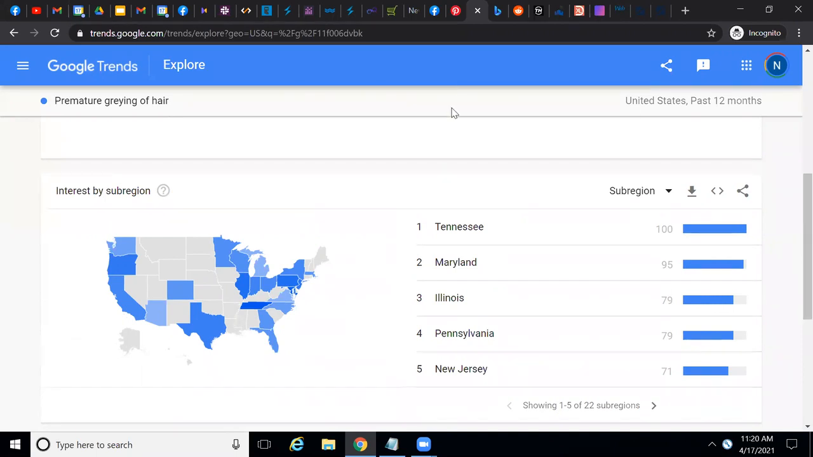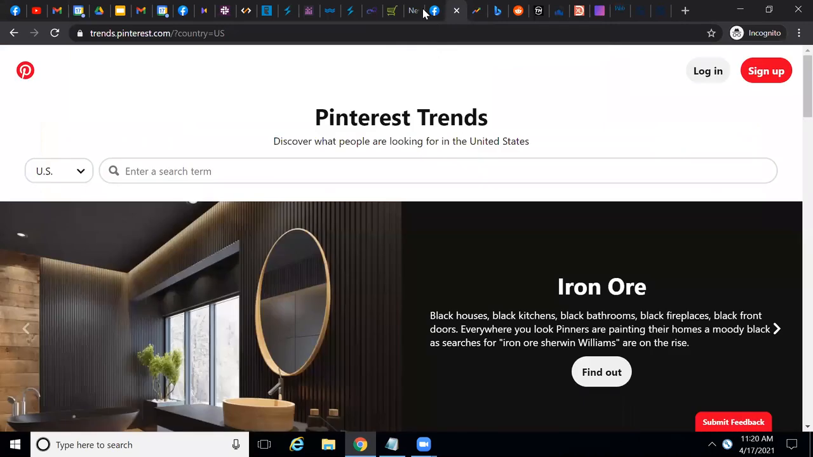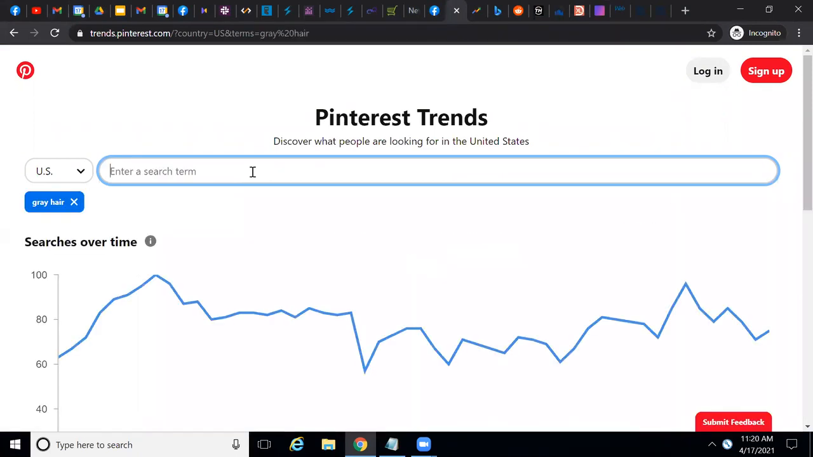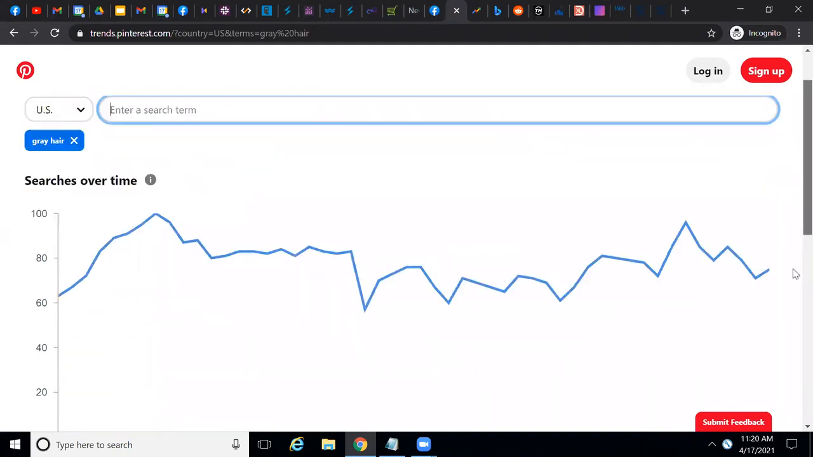All right, so let's go look at Pinterest Trends. And I'm still using gray as in G-R-A-Y instead of G-R-E-Y. So if I went back and did all this work by G-R-E-Y, we would see what the data says. So, searches for gray hair.